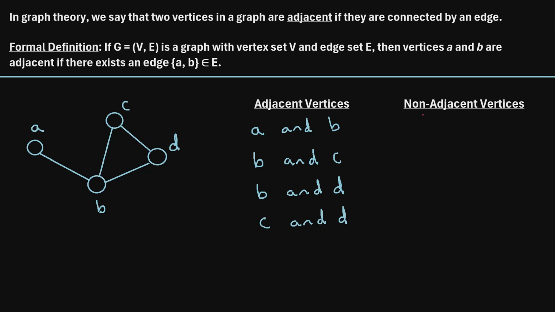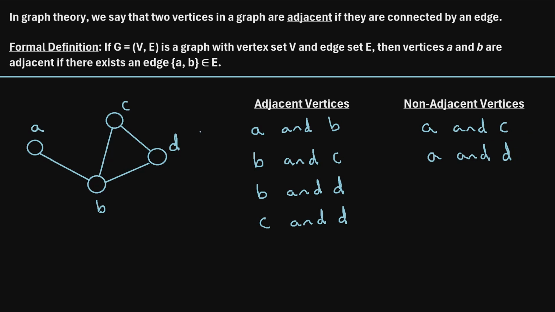Now let's identify the non-adjacent vertices. So we can see that vertex A and vertex C are not connected by an edge, so that means they are non-adjacent. So we'll say A and C, it's our first pair of non-adjacent vertices. And then we can also see that vertex A and vertex D are also not connected directly by an edge, so they are also non-adjacent. So we'll say A and D. So these are our two pairs of non-adjacent vertices.